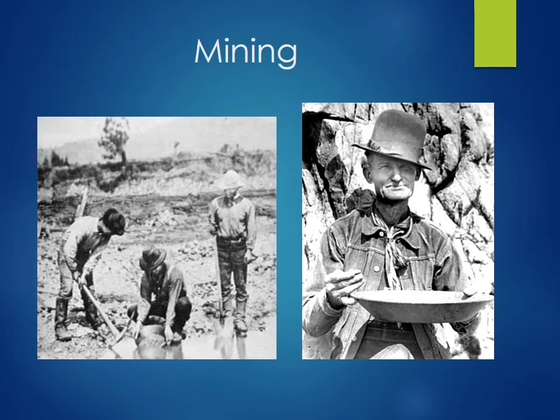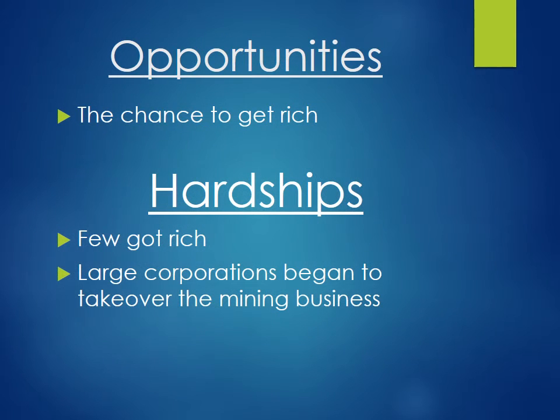And then also in Nevada, you had silver mining. The Comstock Lode is the famous mining area in the upper part of Nevada where silver mining was very profitable. But everybody wanted to get rich quick and strike it rich, so thousands of mostly men headed for the areas where gold and silver were found. The opportunities, of course, are your chance to strike it rich.